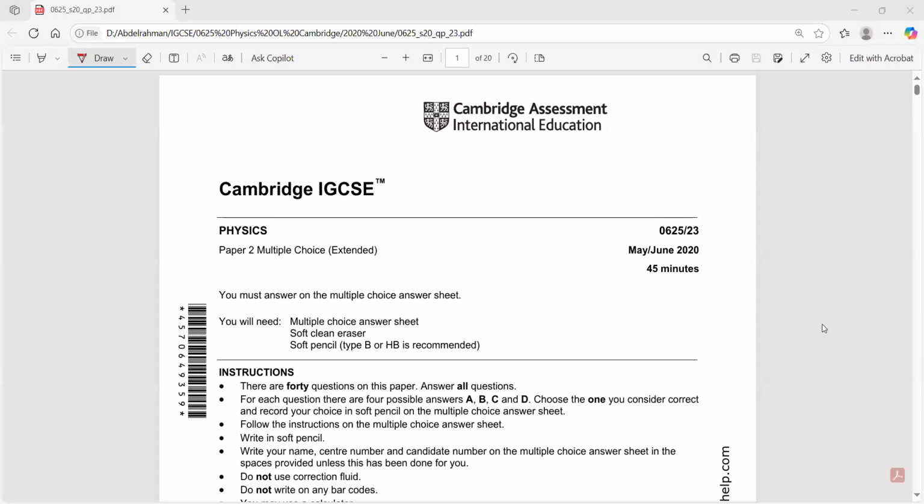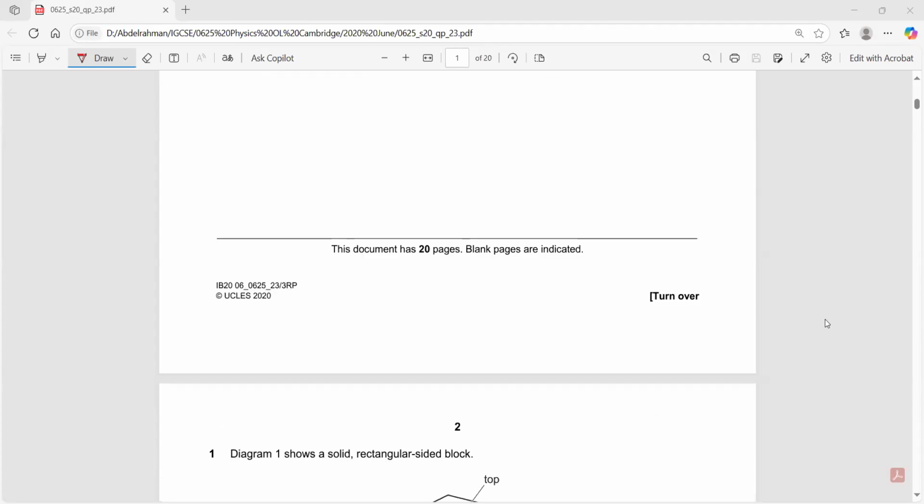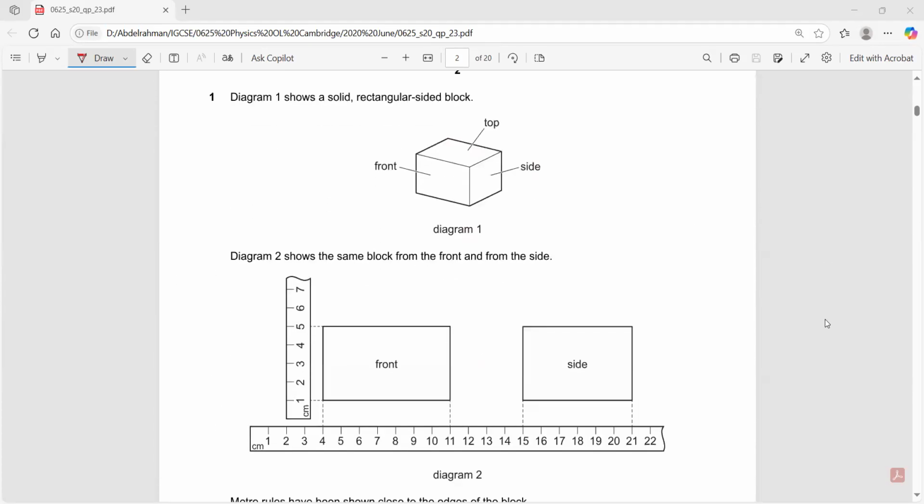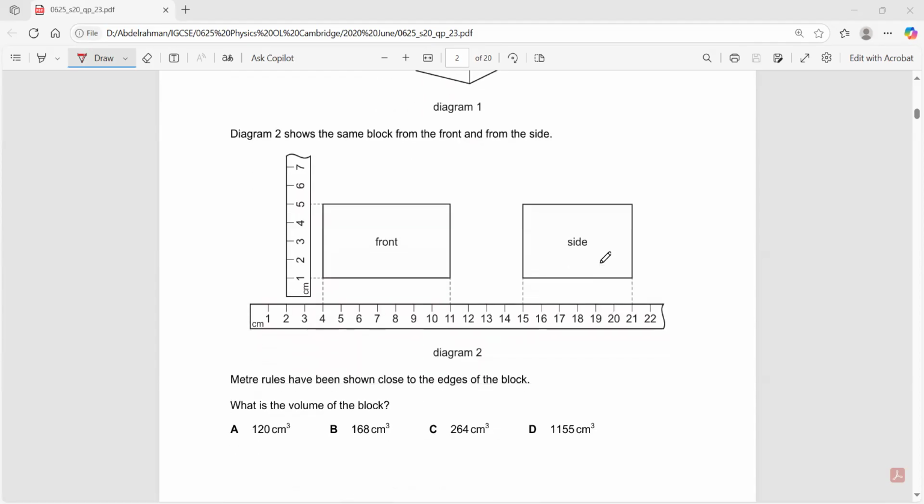June 2020, paper 2, variant 3. Question 1. Diagram 1 shows a solid rectangular sided block. Diagram 2 shows the same block from the front and from the side. Can I find the volume of this block?